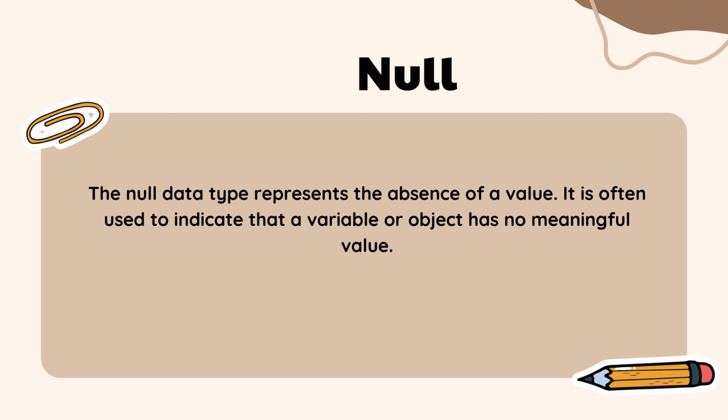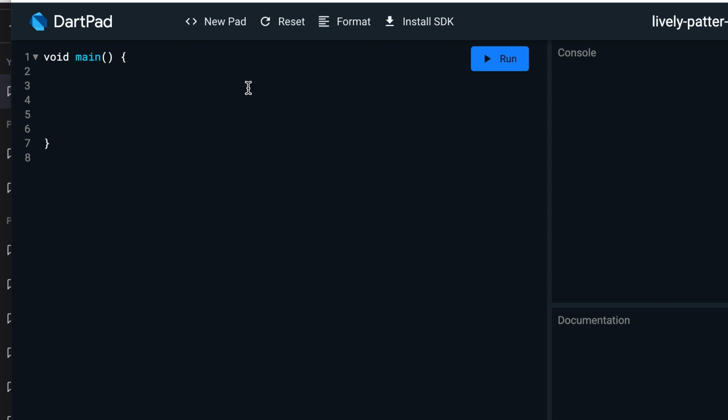The null data type represents the absence of a value. It is often used to indicate that a variable or object has no meaningful value. Here's how it works. First, declare a string variable without assigning any value. By default, it is null.